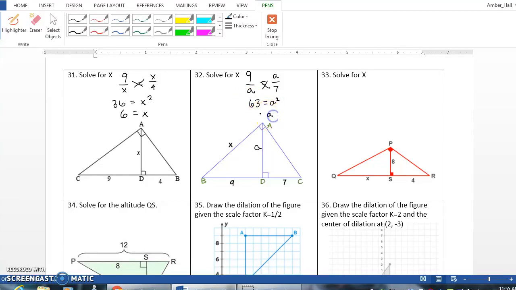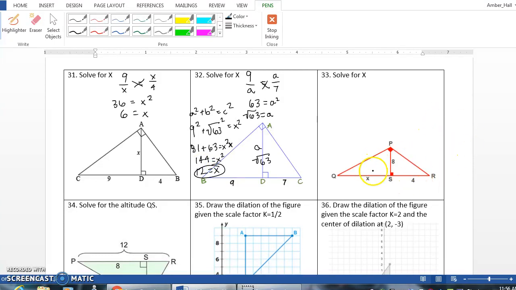So a equals the square root of 63. And I'm just going to leave it like that for now because I'm not all the way at the end of my problem yet. So now if I want to solve for x, this is a right triangle, so I can use the Pythagorean theorem. A squared plus b squared equals c squared. A and b are legs, so it'll be 9 squared plus the square root of 63 squared equals x squared. 9 squared is 81. The square root and square cancel each other out, so it'll just be 63. 144 equals x squared. Take the square root, and 12 equals x.